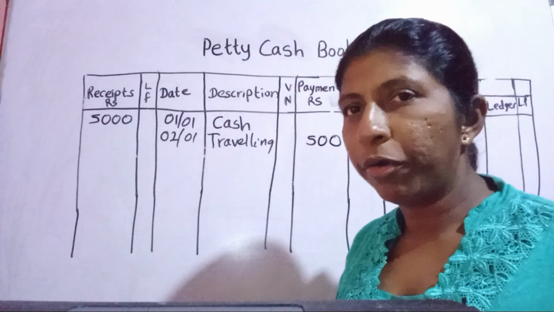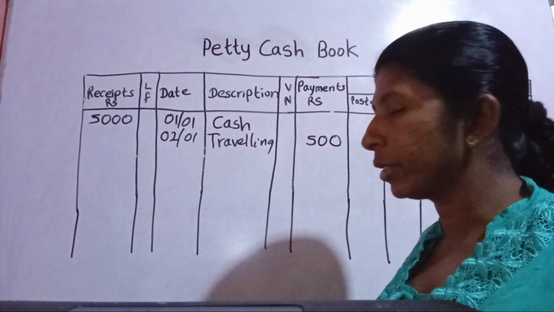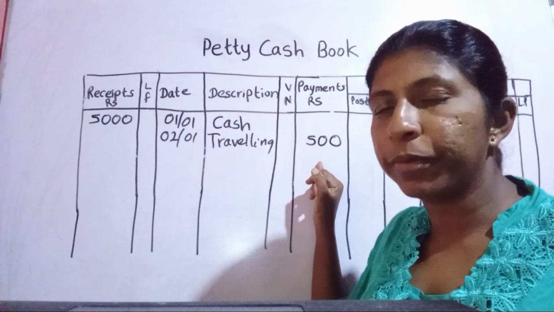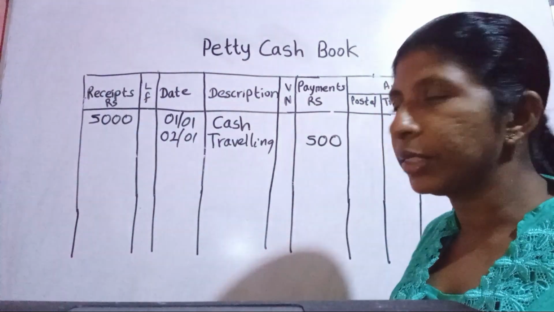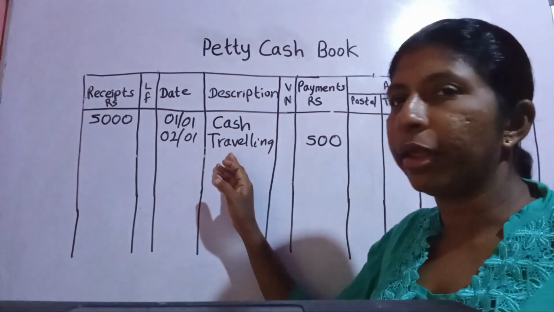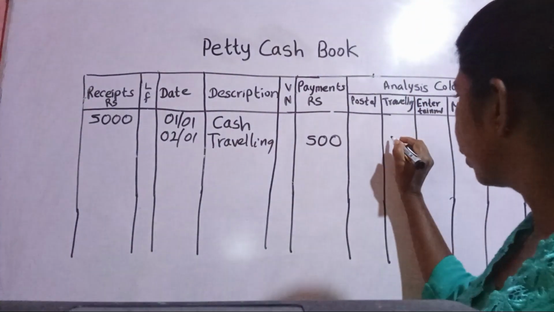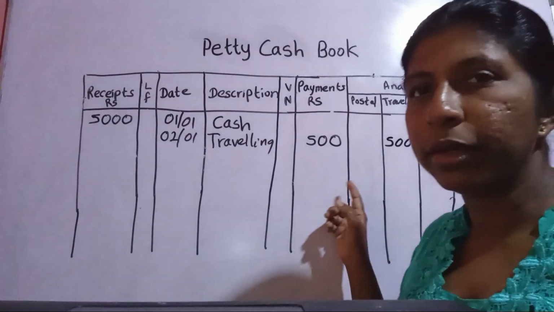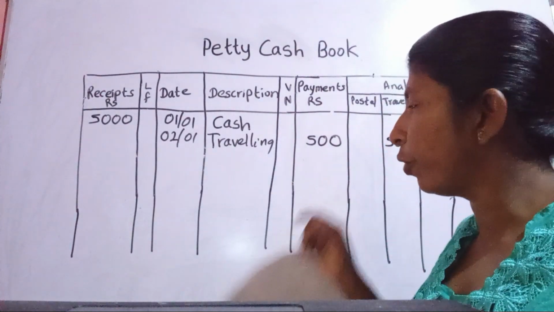Then you have to write the relevant analysis column for these expenses. You have to write in the relevant expenses column, that means the analysis column, the amount of this expense. It is 500. For traveling, we have to take that amount to the traveling column here, 500. That means you have to write all expenses in two places, in the analysis column and the payments column.